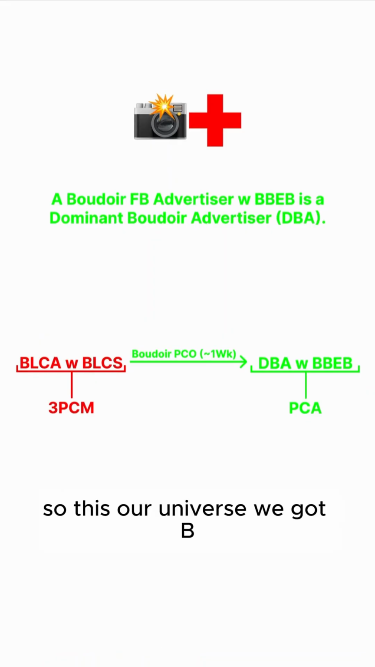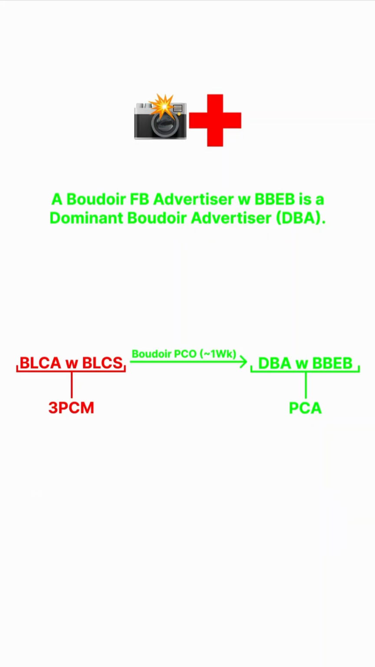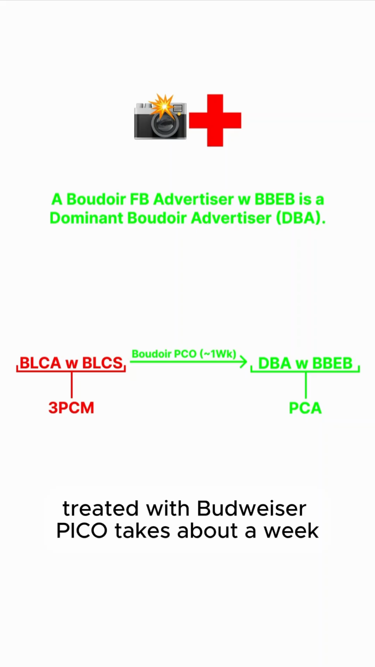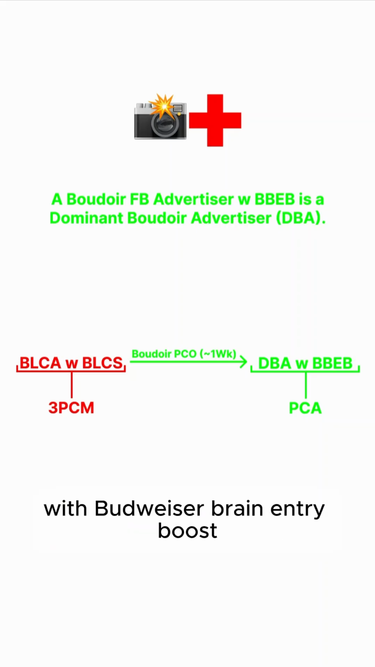So this is our universe. We've got BLCA with BLCS. It's caused by the 3 pre-click mistakes. It's treated with Boudoir Pico, which takes about a week. We achieve pre-click alignment, and we become a dominant Boudoir advertiser with Boudoir brain entry boost.